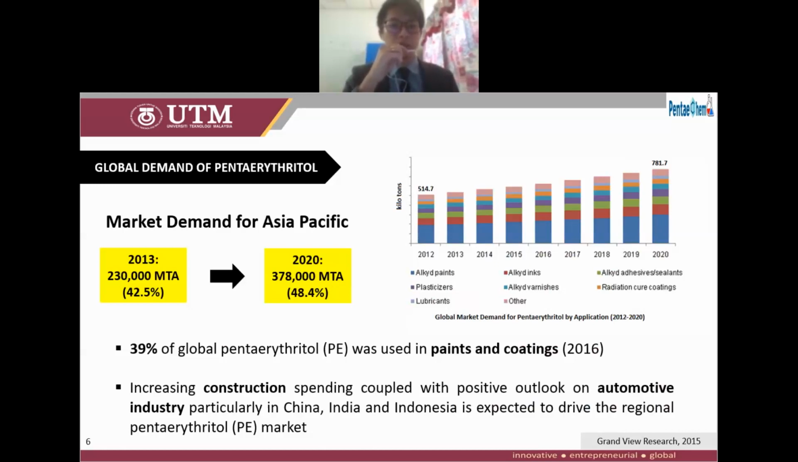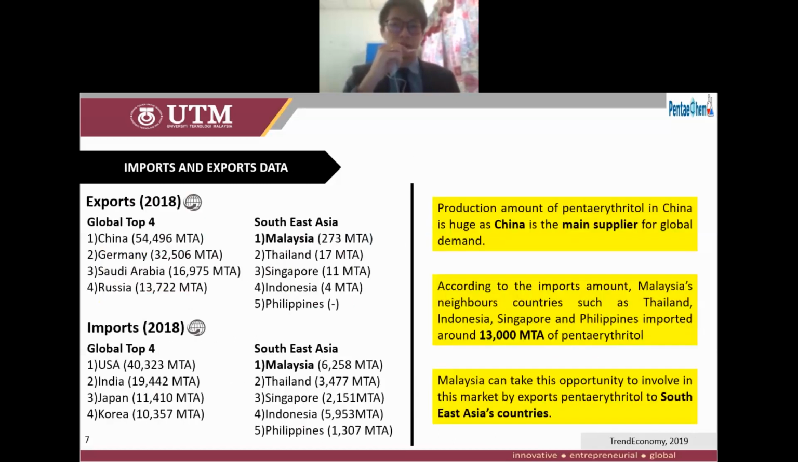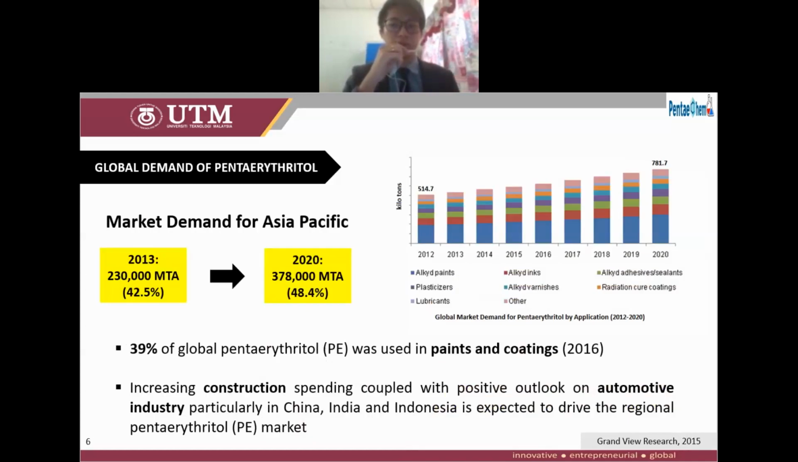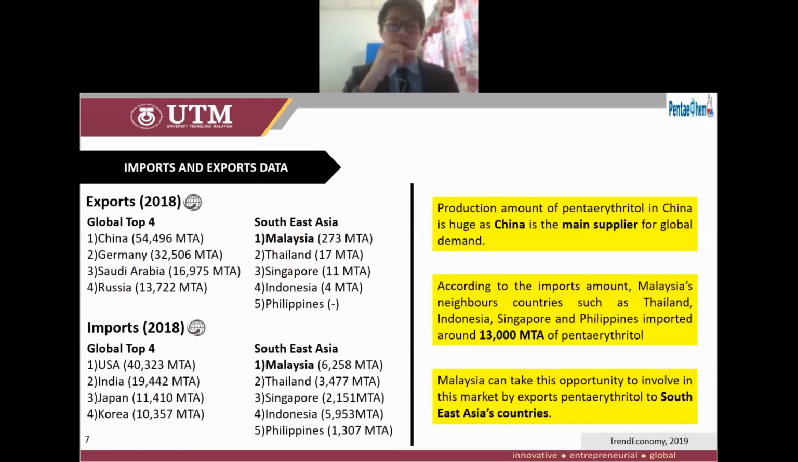And around 39% of global pentaerythritol was used in the paints and coating industry. And due to the increasing construction activity and also the positive outlook of the automotive industry, the pentaerythritol market in Asia Pacific is growing rapidly. So from the export data, we can see that the production amount of pentaerythritol in China is key, as China is one of the main suppliers for the global demand. According to the import amount of Southeast Asia countries, Malaysia can take this opportunity to get involved in this market by exporting pentaerythritol to Southeast Asia countries.